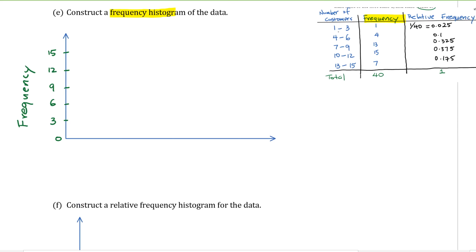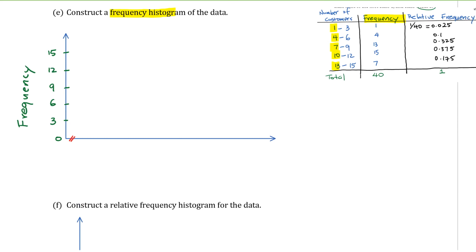Notice that my first class begins at 1, not 0. So I'm going to tell my reader here that I'm not beginning at 0. I'm going to start at 1, and the next number is 4. I'm labeling with the lower class limit, meaning that I'm using 1, 4, 7, 10, and 13 to label my points. And I can add one more, which becomes 16. So let's do it.